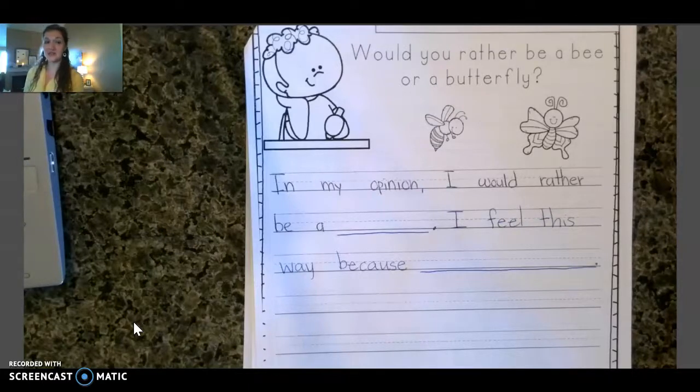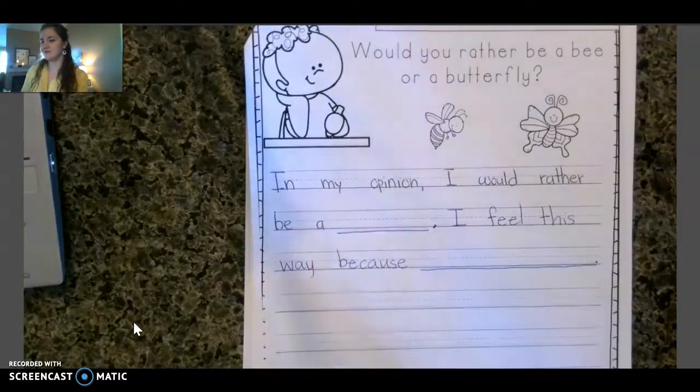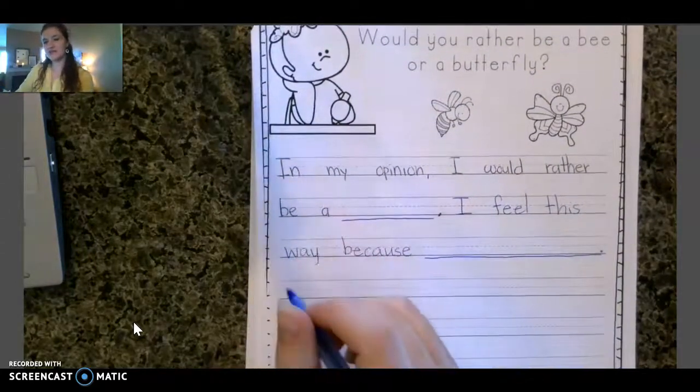Maybe you like the idea that a bee has a stinger. Maybe you like the idea that people enjoy being around butterflies. Okay. What is your reason to choose a bee or a butterfly? I feel this way because. Okay, then we share our second reason.